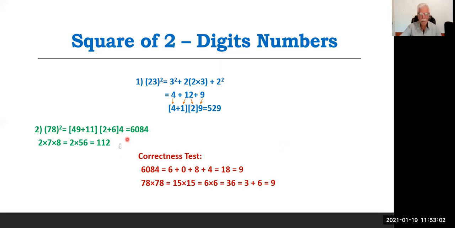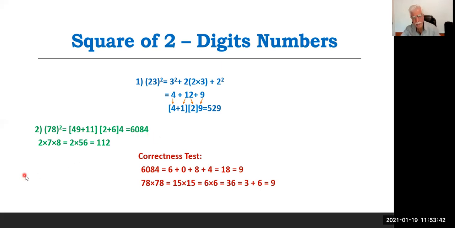You can do a correctness test also to make sure that what you got is right. To do the test, just add up all the digits in the square of 78. 6 plus 0 plus 8 plus 4 is 18. Now again, add 1 and 8, it is 9. Okay, so the single digit we obtained from the square of 78 is 9.